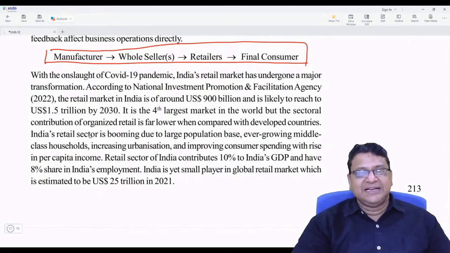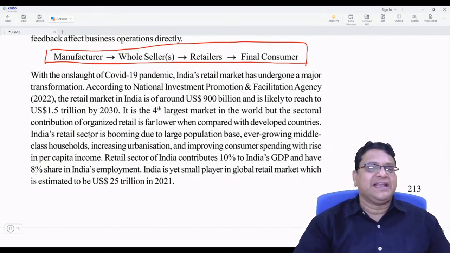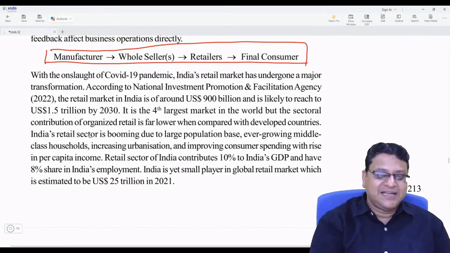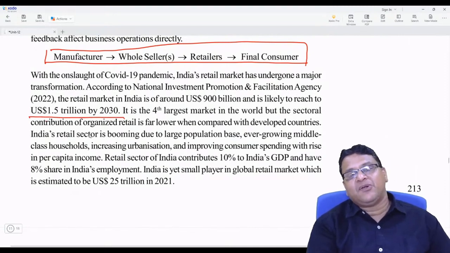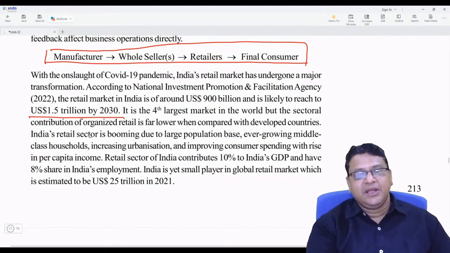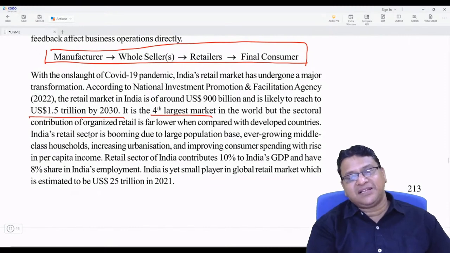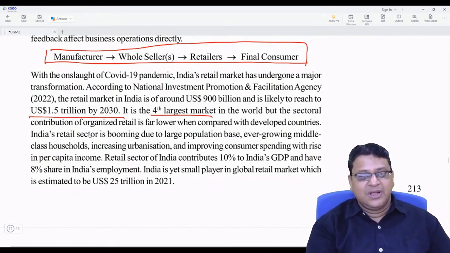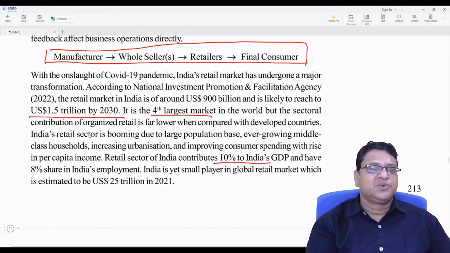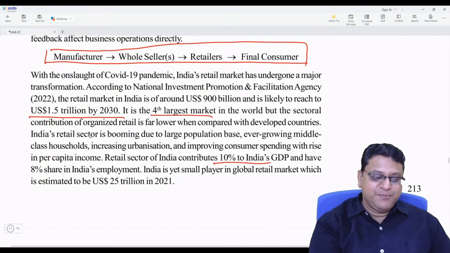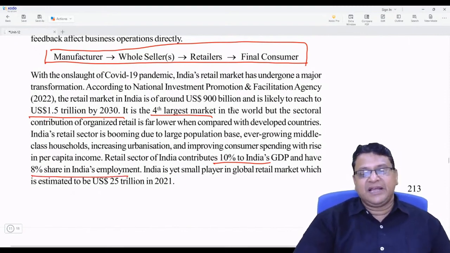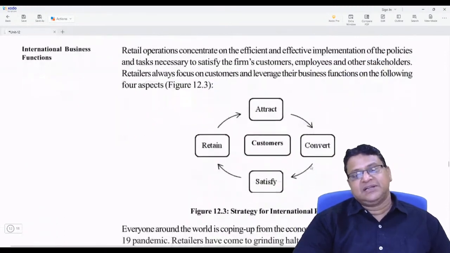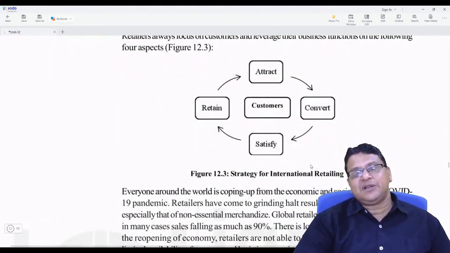In India, the retail sector is booming like anything. By 2030, the Indian retail sector will be $1.5 trillion. It's an estimate. Today, we are the fourth largest market in the world. And the Indian retail sector today contributes 10% to India's GDP and has 8% share in employment generation of the entire global retail markets.